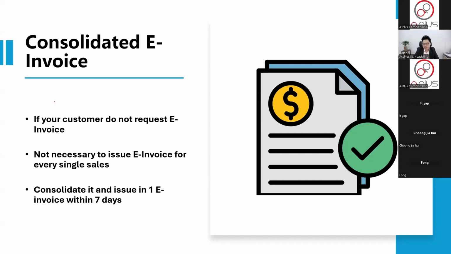Okay, for example, now it's June. From 1st of June until 30th of June, assuming all your customers do not request the e-invoice from your side, and you also confirm they will not claim the tax. What you can do is consolidate all the information into one bill and then submit to the income tax in July, within 7 days. So this is why we call it a consolidated e-invoice.